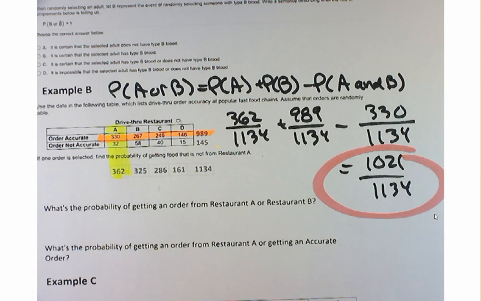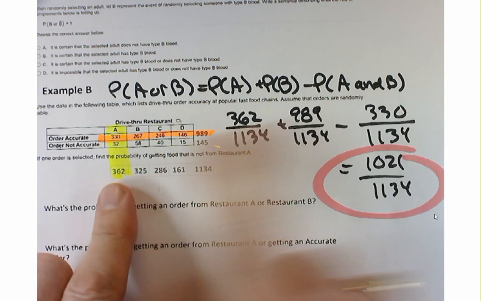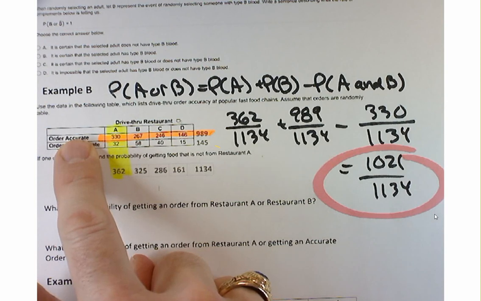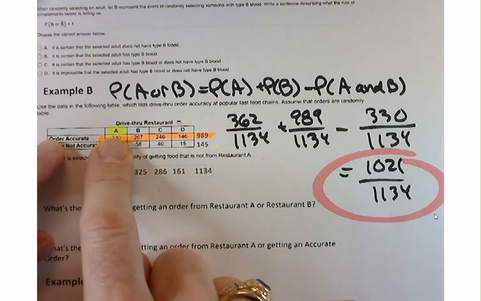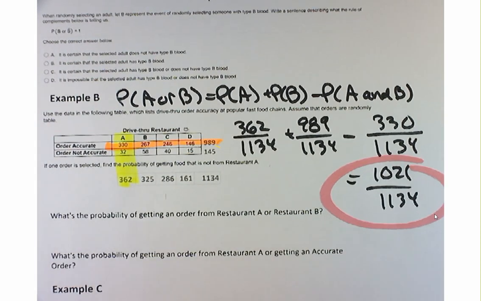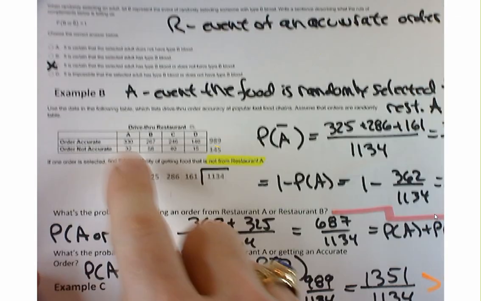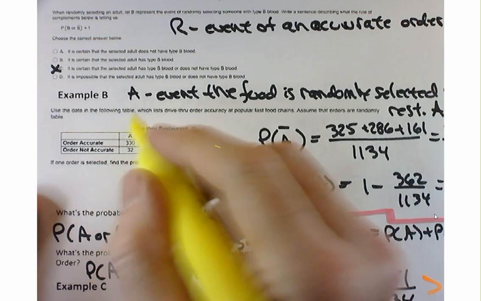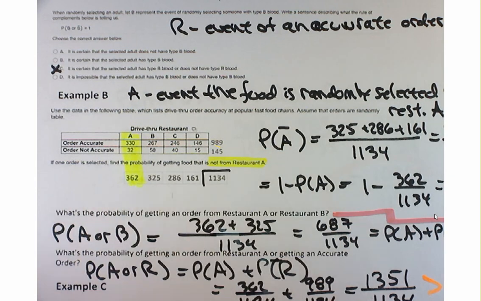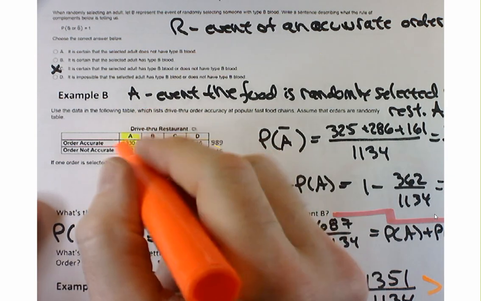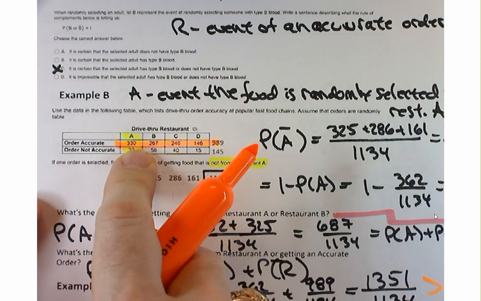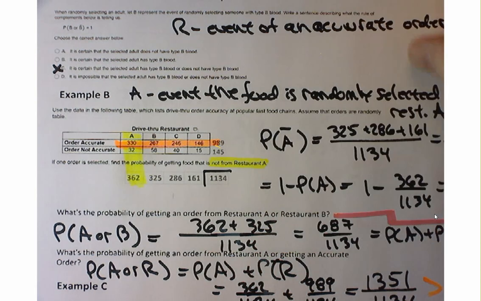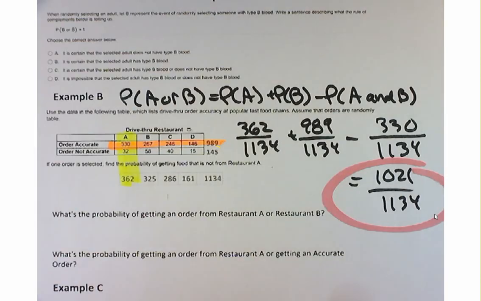Bravo. That's where these two things overlapped. That's where you had an accurate order and it was from restaurant A. Why it was wrong initially back here is that you had that double counting as we added up everyone here and then we added up everyone here. But if you look at that number where they overlap, the accurate orders from restaurant A, those were counted twice. So you subtract them off once. And that's what we're doing here.